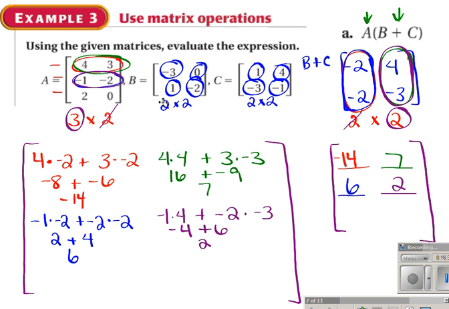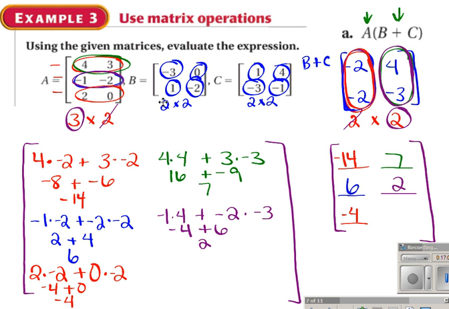All right, one row left. So element is row 3, column 1. So I'll be multiplying row 3 by column 1. And I'll get 2 times negative 2 plus 0, love that 0, times negative 2. So I get negative 4 plus 0, which is negative 4.